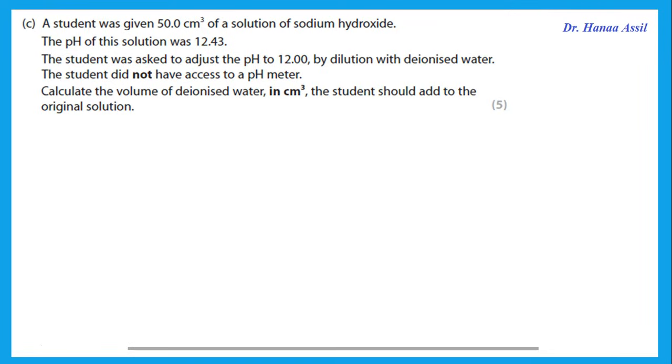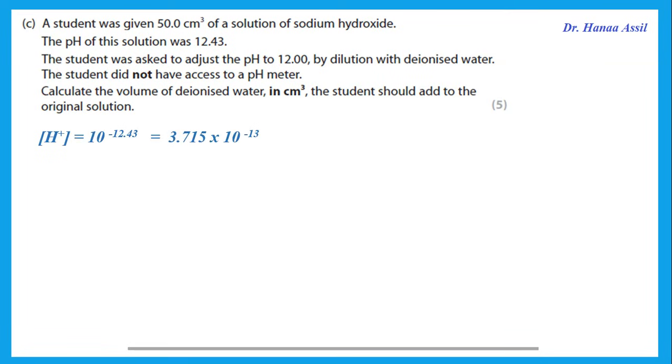A student was given 50 centimeter cubed of a solution of sodium hydroxide. The pH was 12.43. The student was asked to adjust the pH to 12 by dilution with deionized water. The student did not have access to a pH meter. Calculate the volume of water needed to add to the original solution in order to change it from pH 12.43 to pH of 12.00.